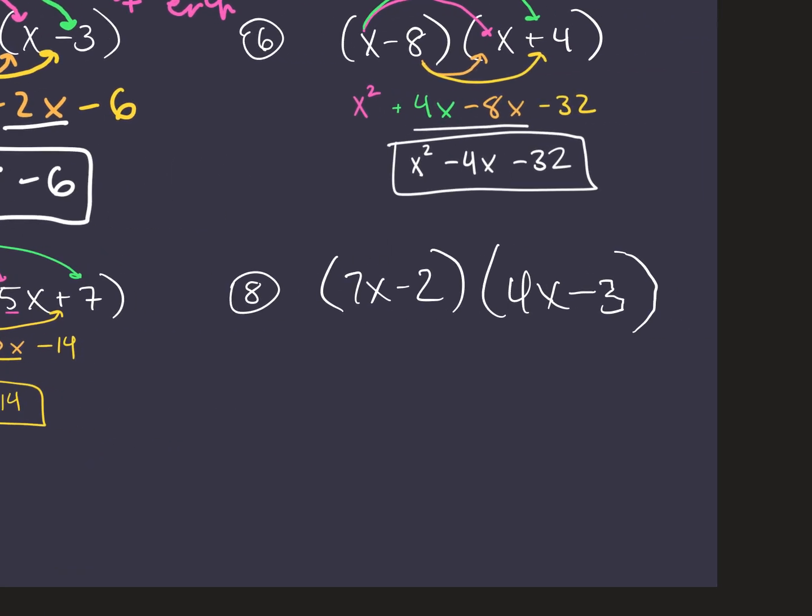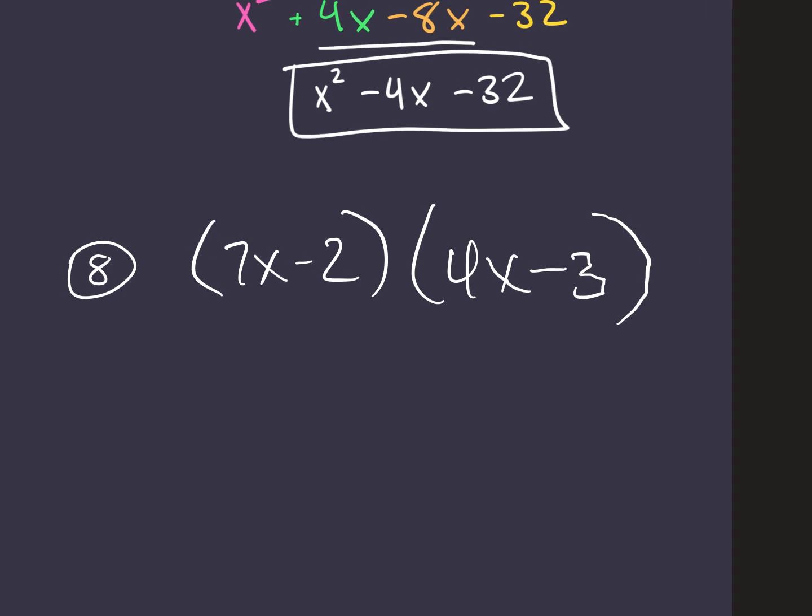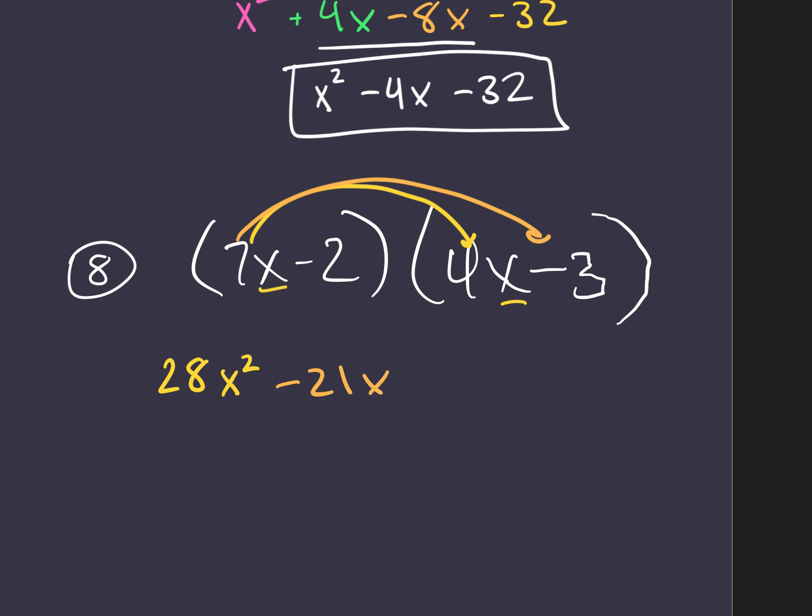All right, now let's look at 8. So start by multiplying the first together. 4 times 7 would be 28, and then I have an x and an x, so that would be x squared, so 28x squared. Then the outsides would be -21x. The insides, -2 times 4x would be -8x. And then the last ones would be -2 times -3, so +6.